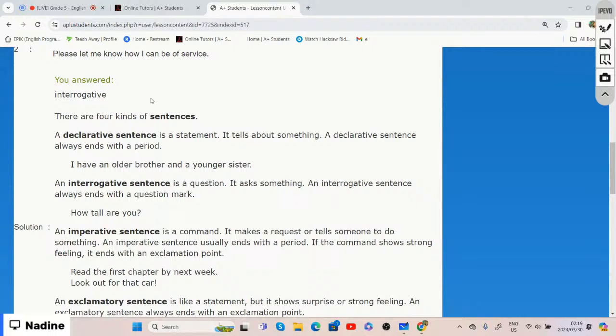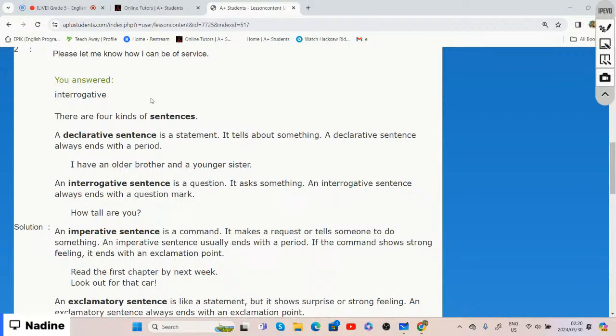And then we have an imperative sentence, which is a command, right? And a command is a request, or it tells someone to do something. An imperative sentence usually ends with a period. Or if the command shows strong feelings, it ends with an exclamation point. And then we have an exclamatory sentence, which is like a statement, but it shows surprise or strong feeling. And an exclamatory sentence always ends with an exclamation point. So that is our four kinds of sentences, right?